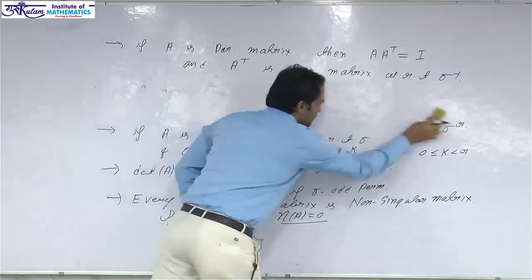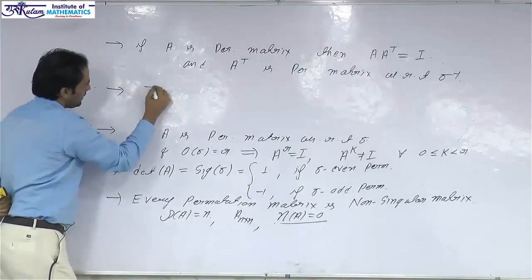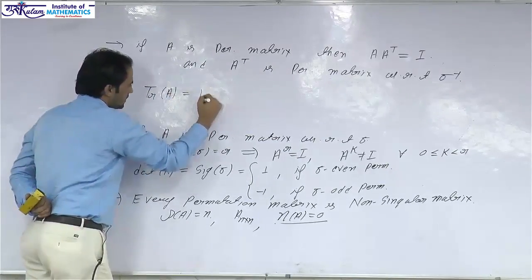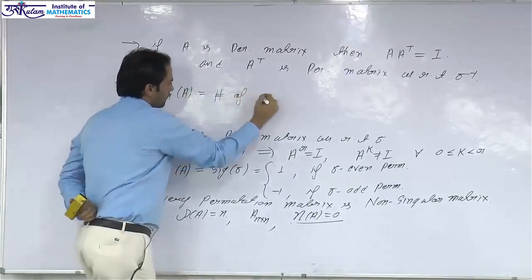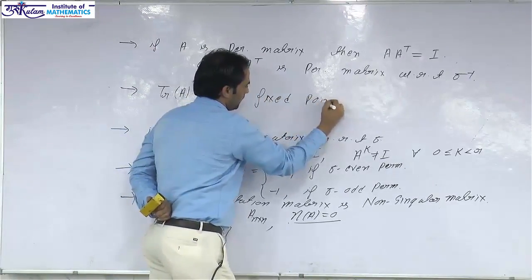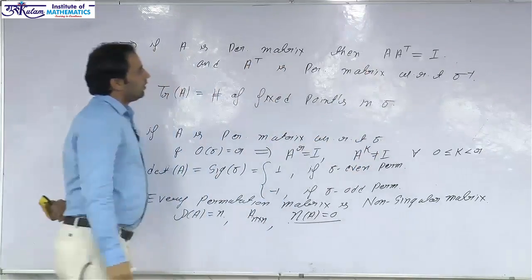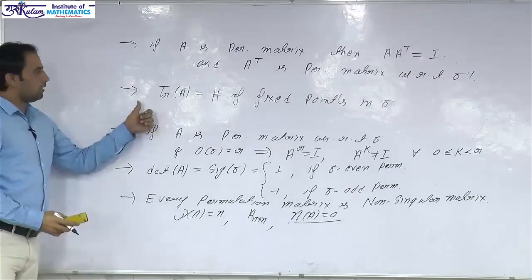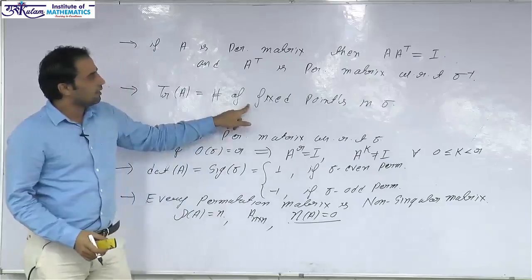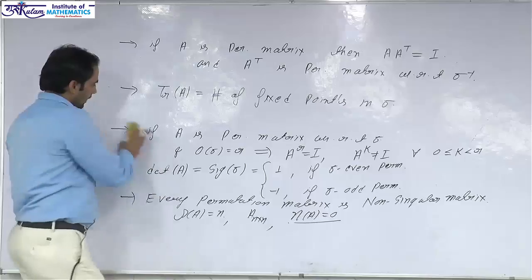Another property of a permutation matrix is, if you want to find the trace of a permutation matrix, the trace is always the number of fixed points in sigma. So this is the next property. The trace is the number of fixed points, where a fixed point is nothing but a self-imaged element in sigma.